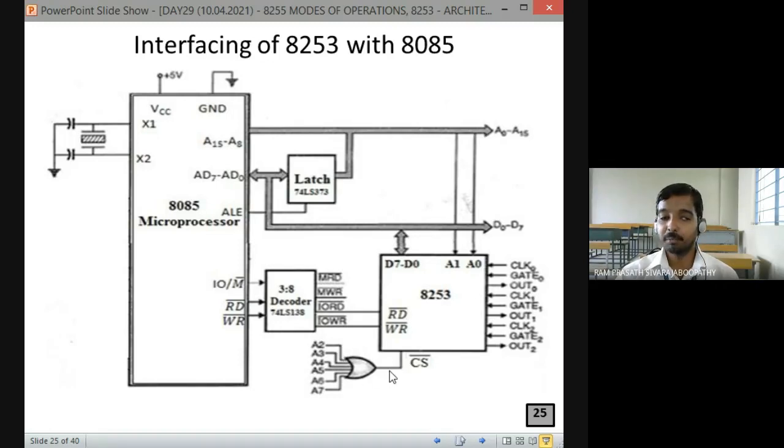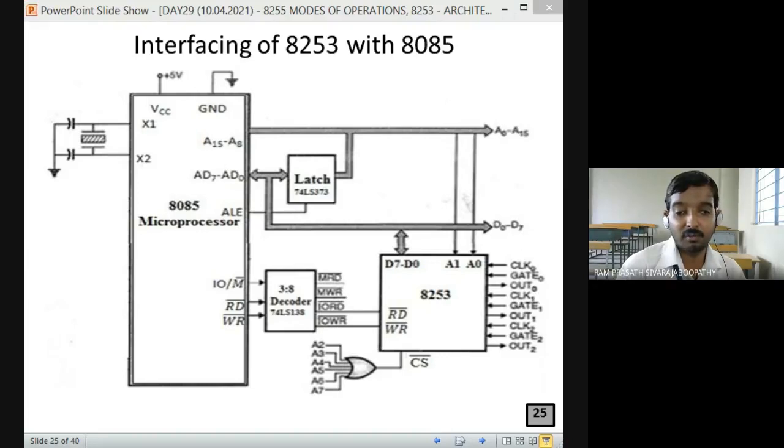Okay, can you say when the output to the CS bar pin becomes 0? If we say this is a 6 input OR gate, when can its output be 0? When the output of this OR gate becomes 0, all inputs must be 0. So what does it mean? Only if A7, A6, A5, A4, A3, A2 are all 0 will the chip be selected. Fine. So 6 bits are going to be fixed: 1, 2, 3, 4, 5, 6. Okay, the next 2 bits are A1 and A0.